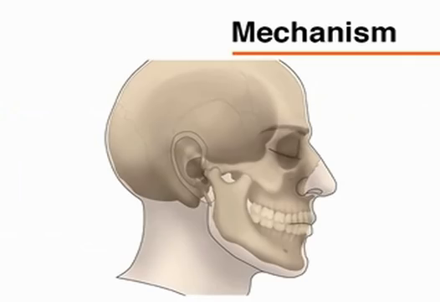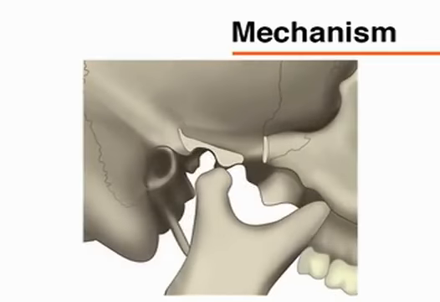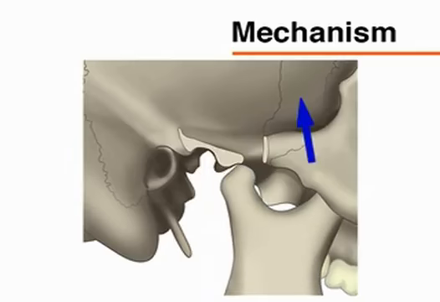Dislocation occurs when the mouth is wide open and the condyle moves onto the articular eminence and slips forward, preventing the mouth from closing. The masticatory muscles tighten and hold the mandible in this new, aberrant position, which causes the muscles to contract further and lock the mandible in this painful position.